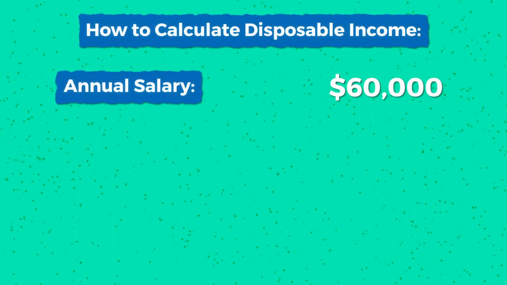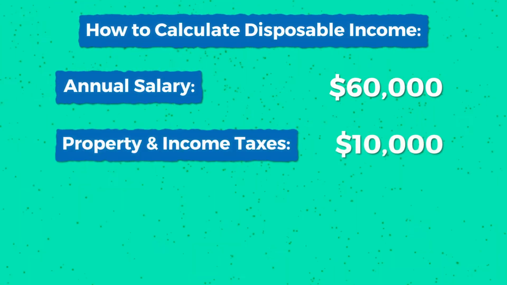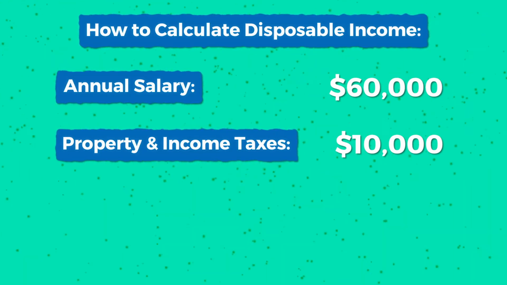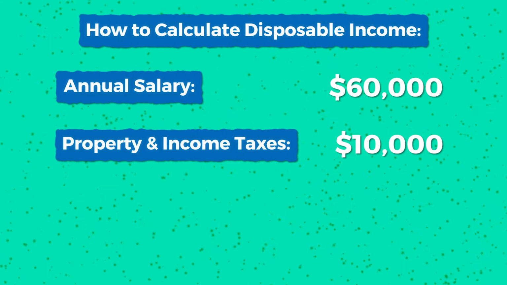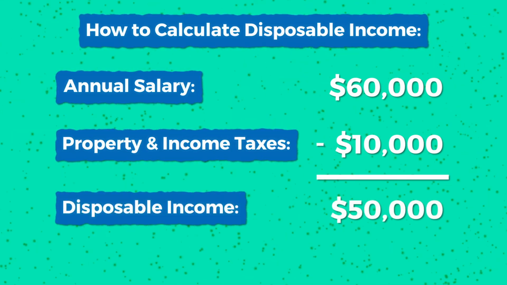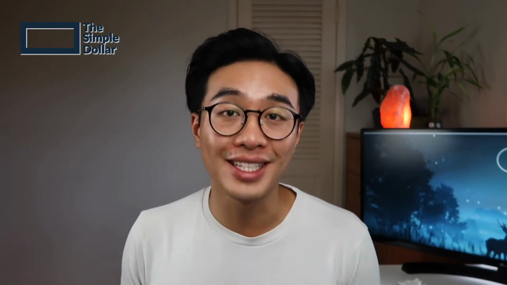So let's say your annual salary is $60,000 a year. However, you pay $10,000 in property and income tax. So what your disposable income baseline is going to be is $60,000 minus $10,000 equals $50,000 a year. Now let's say you contribute $5,000 to your 401k and another $5,000 to your Roth IRA. What this means is that your long-term savings is going to be $5,000 plus $5,000 equals $10,000.